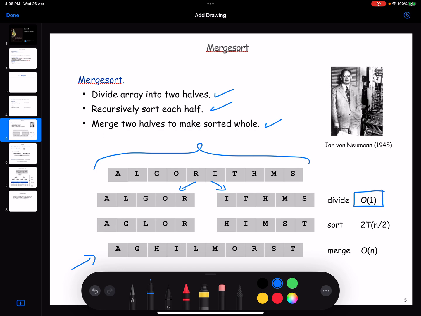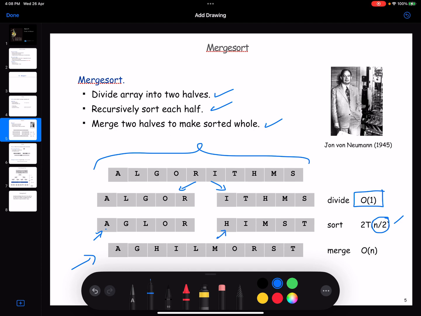Now you need to sort every array. So sorting, how much does sorting take? We have two arrays, every one of size n over 2. So we have 2 times the number of comparisons we need to sort an n over 2 array. So that's why we have 2T(n/2). We will discuss this later. And then to merge the array, remember how to merge. We make a pointer here and a pointer here.